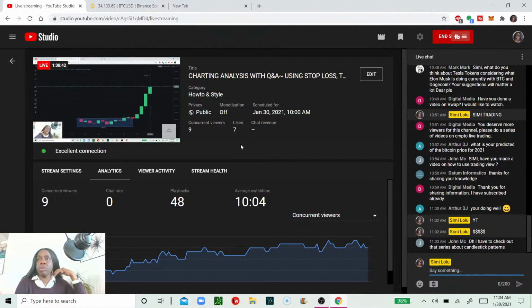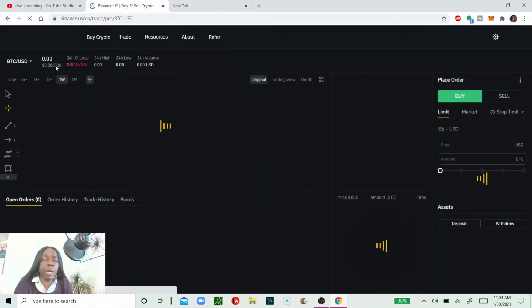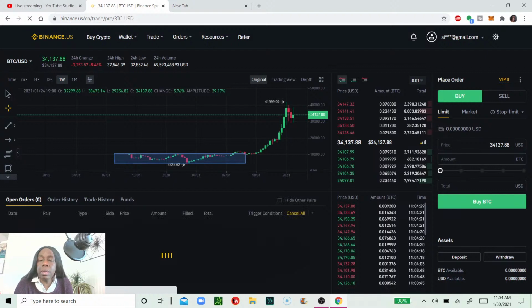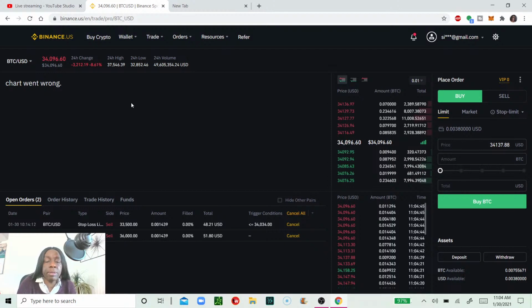I don't know why TradingView does that. I'm not sure if it's just, no, that's Binance I'm on. It will do that every now and then. I'll just lose my page. Let me refresh it. I don't know why it does that. So I'm talking about candlestick patterns. It's done it again.